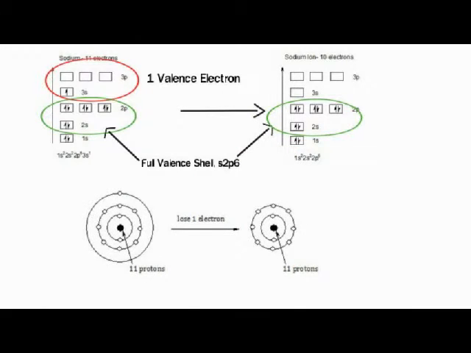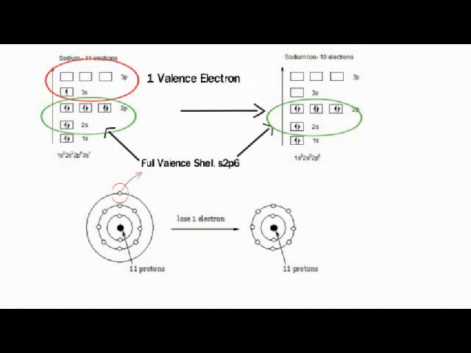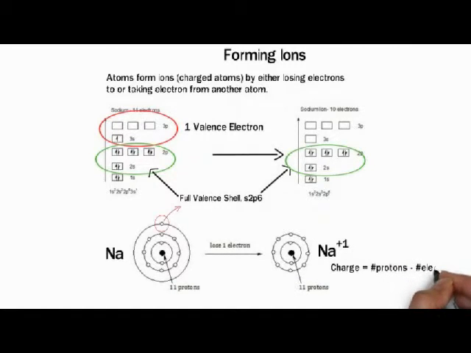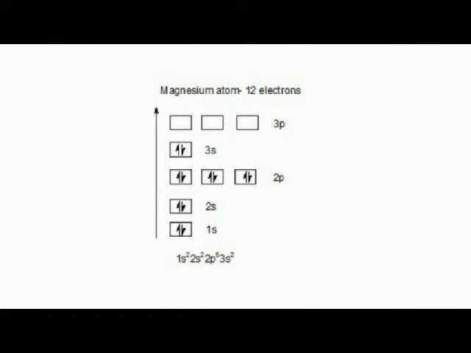Now, we can represent this using a diagram of different orbits, which are the energy levels, and show the electron leaving, and that outer energy level that had the one electron is gone. So now we have what is known as a sodium plus one ion. The charge is calculated by taking the number of protons and subtracting the number of electrons. In this case, plus 1 equals 11 minus 10.